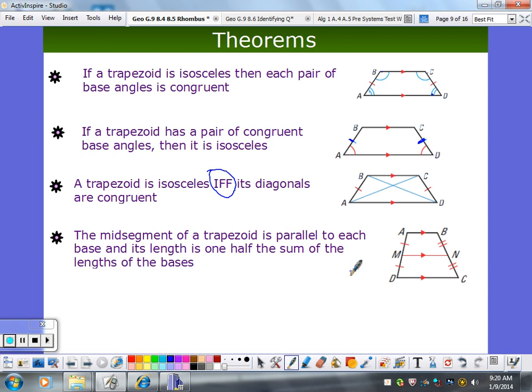And the midsegment. The midsegment is parallel to the parallel sides, and its length is 1/2 the sum of the length of the bases. So if this length is A, and this length is B, and this is length C, C would be 1/2 A plus B. Basically, you're averaging the two bases to get this length. All right, so that's all our trapezoid facts. So let's see if we can do a couple of examples.